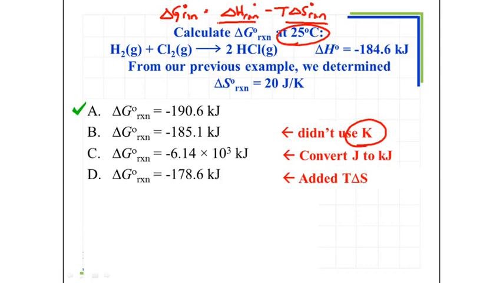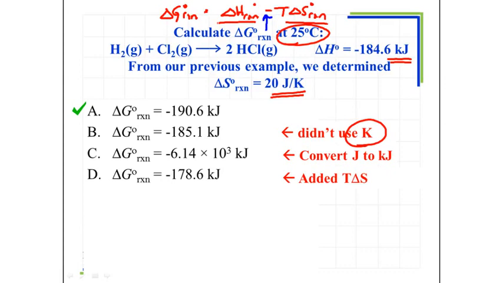Did you watch your units? Another very common mistake of students is here is kilojoules. S or delta S is in joules. You have to make sure, if we're going to have our answer in kilojoules, that you've converted the entropy to kilojoules before you put it into the equation. And the last choice, if you selected D, maybe you didn't watch your sign here. We have got a negative sign, a minus there, and if you added instead of subtracted, you may have come up with answer D.